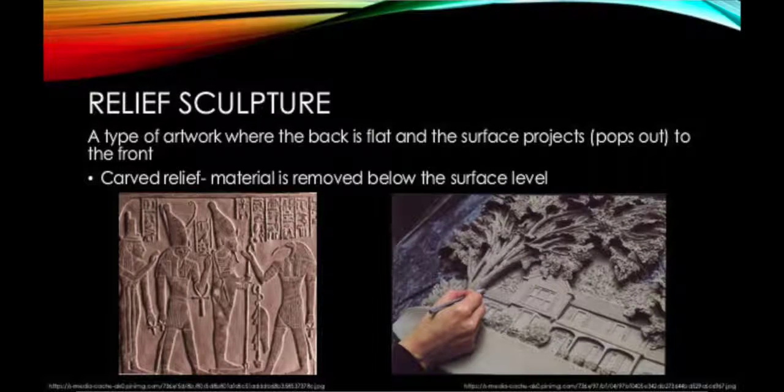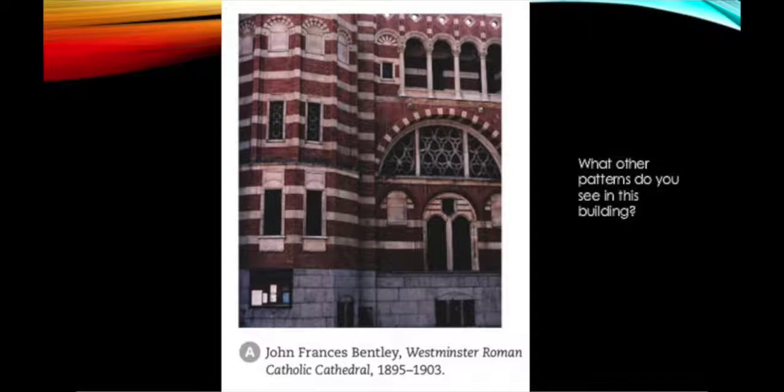So relief sculpture is a type of artwork where the back is flat and the surface pops out towards the front. Reliefs can also be carved, where the material is removed below the surface, taken away. So there are alternating lines of brick with lines of stone in this picture. Can you see any other patterns in this building? If so, go ahead and jot those down in your notes as well.